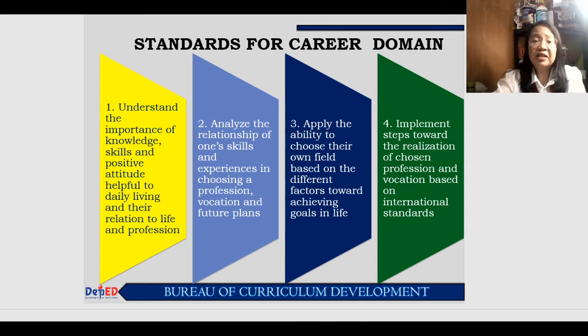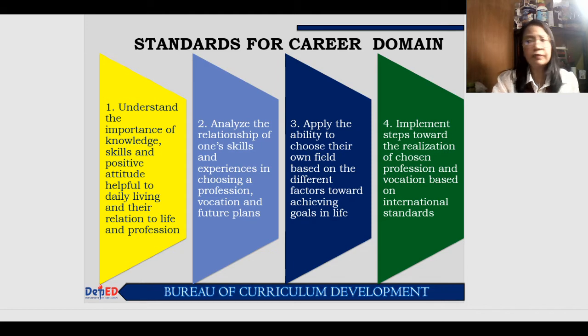Now, these are the standards for the career development domain. First is to understand the importance of knowledge, skill, and positive attitude helpful to daily living and their relation to life and profession. Second, analyze the relationship of one's skill and experiences in choosing a profession, vocation, and future plans. Third, apply the ability to choose their own field based on the different factors toward achieving goals in life. Fourth, implement steps toward the realization of chosen profession and vocation based on international standards.